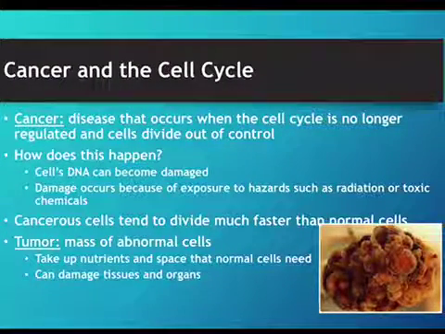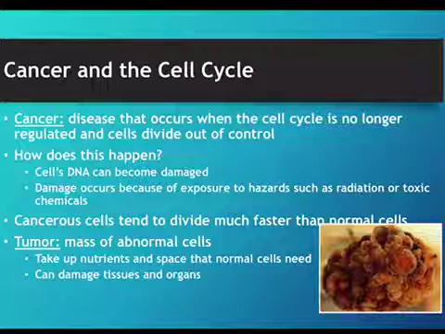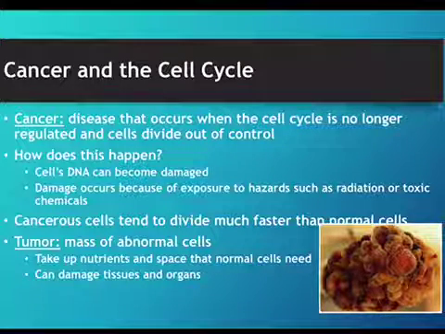So what happens if the cell cycle isn't regulated? And the main answer here is that we will see cancer start to form. So cancer is a disease that occurs when the cell cycle is no longer regulated. Those regulatory proteins are not functioning the way they should. And then the cell begins to replicate and divide out of control.